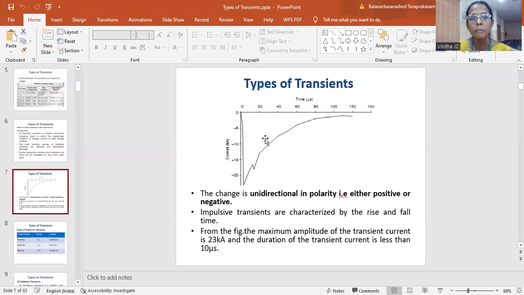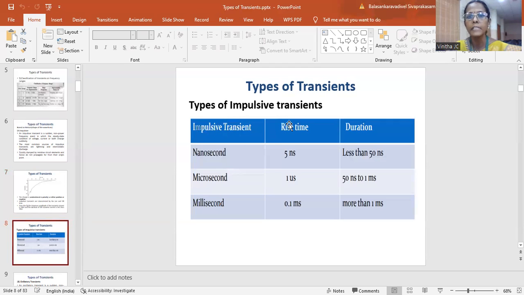So what is an impulsive waveform? The waveform that is available in any one polarity, either in the positive direction or in the negative direction, is termed an impulsive waveform. This impulsive waveform may be classified into three types, depending upon the time period. The first one is nanosecond. Its rise time is 5 nanoseconds, and the duration of this waveform is less than 50 nanoseconds.